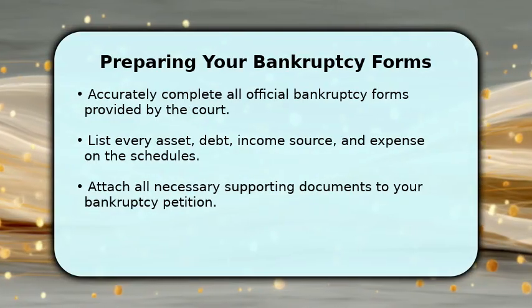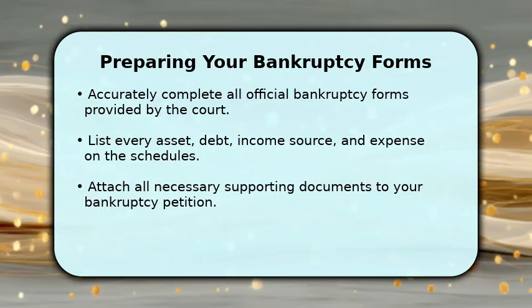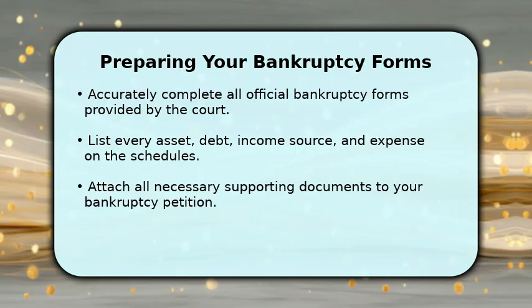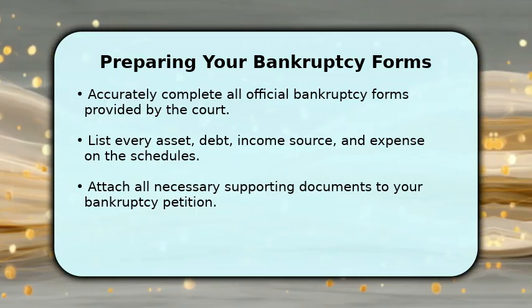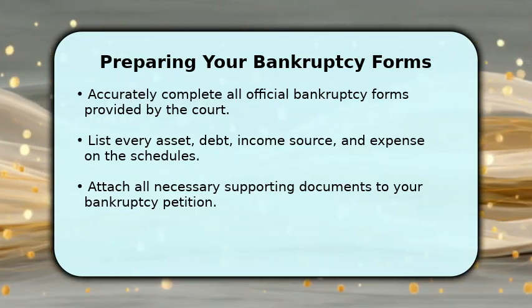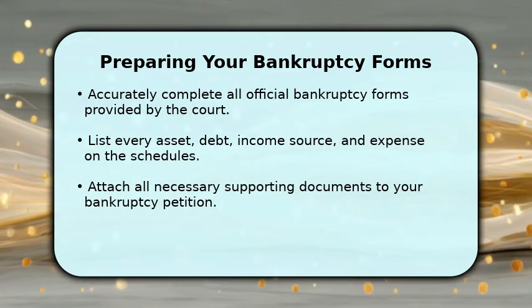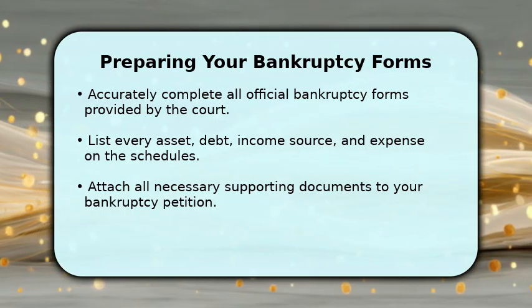Once your documents are ready, you'll prepare the official bankruptcy forms. These forms require you to list every single asset you own, all your debts, your income sources, and your monthly expenses. Accuracy is paramount here. Any omissions could cause issues.